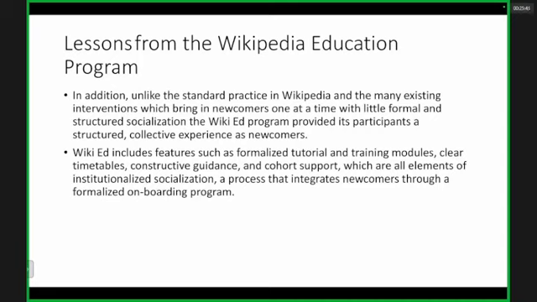So Wiki includes features such as formalized tutorial and training modules, clear timetables, constructive guidance, and cohort support, which are all elements of institutionalized socialization. So it's like what happens in the school, institutionalized socialization, which is a process that integrates newcomers through a formalized onboarding program. So in our schools, in our universities, we have these orientation programs, which are the onboarding thing, right? We introduce the important places, introduce the important people, and where to get the help they require. So things like that are important, and they should be provided in a formalized way.